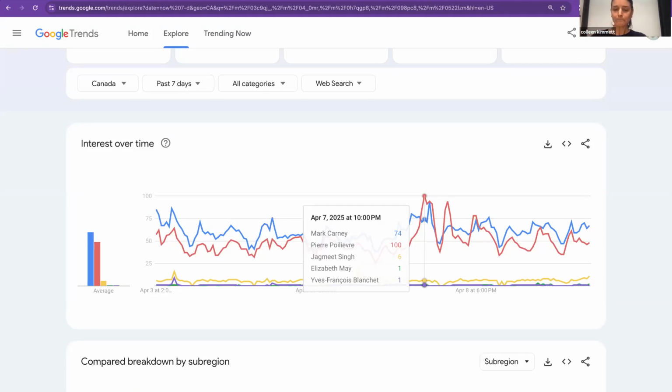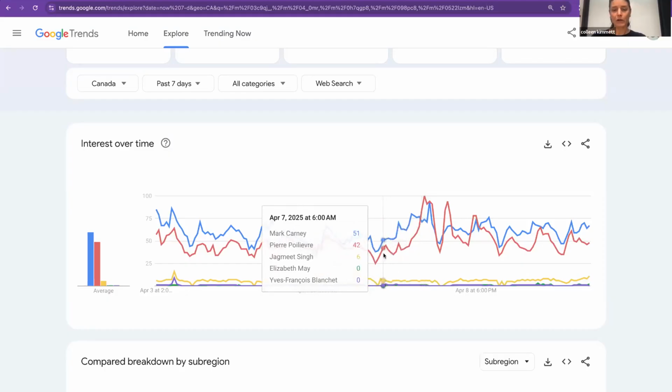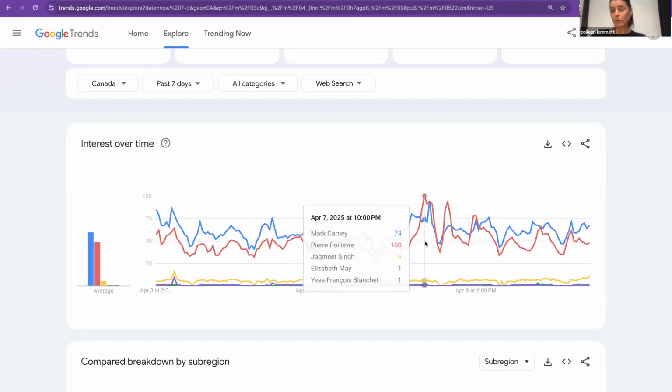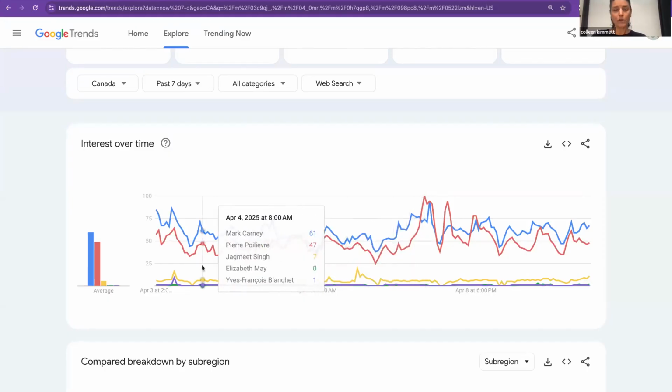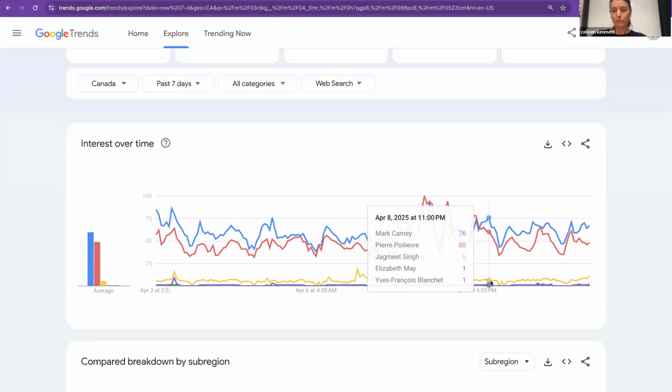It makes it easier to see that each search term or topic is given a color. So here we see Mark Carney mostly getting the most search interest until April 7th, when Pierre Poilievre peaked, when search interest peaked to 100. We can see below here less search interest in the other candidates.